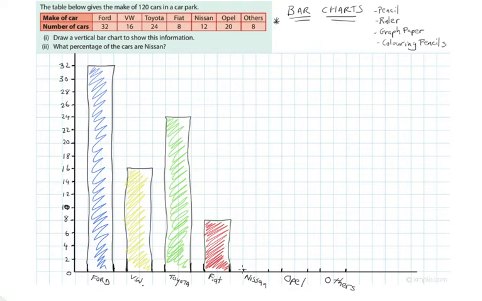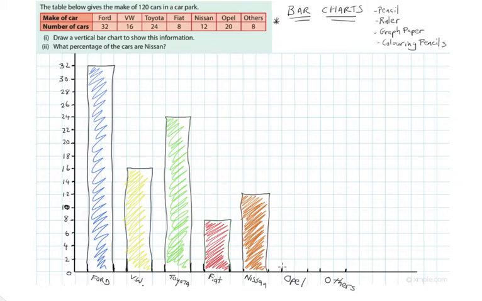Now, Nissan. How many Nissans are there? 12. So you draw up to 12 and across and down. If you already know how to do this, you can actually skip on in the video because after this I'm going to put a sum up and you can do that sum. Pause the video, do the sum, and then you can press play and I'll go through it so you can see if you did it correctly or not. So you don't have to watch the whole video, you can skip through bits that you already know.